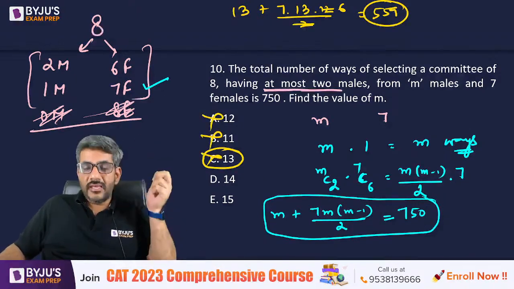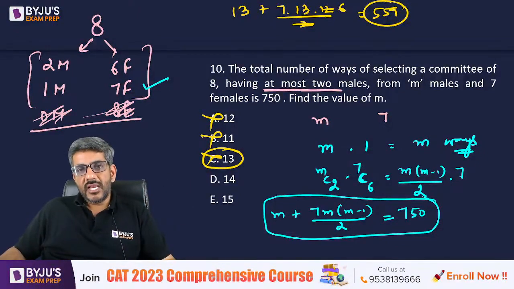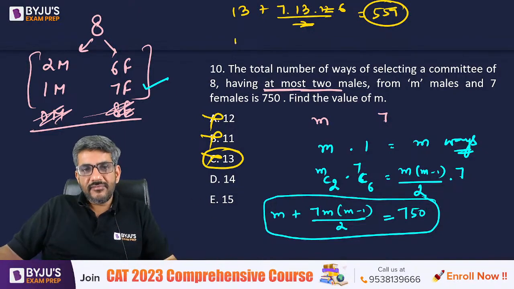क्योंकि वही 13 ही नहीं पहुंच रहा 750 तक. How can 11, 12 reach there? Out of 14, 15, try anyone. Let's say I try 15. So 15 plus 7 into 15 into 14 divided by 2.